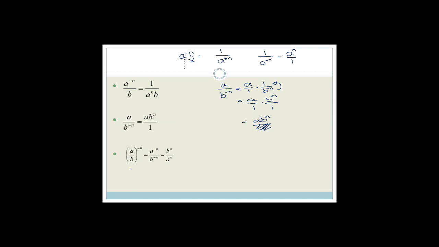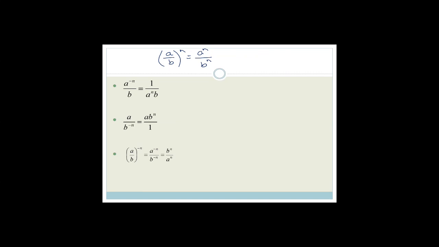Right, let's look at this complicated one here. Now, the rule is that everything inside the bracket has to be to the power of what's outside. So remember we said that a over b to the power of n is equal to a to the n over b to the n, right? But now there's a minus. So what does that mean? It means that everything inside this bracket is to the power of minus n.